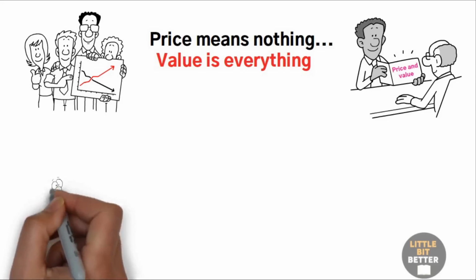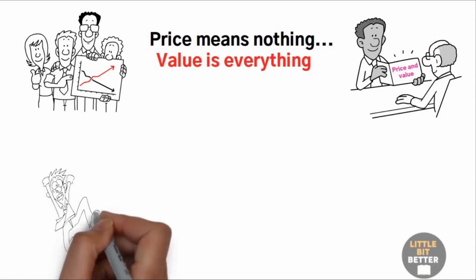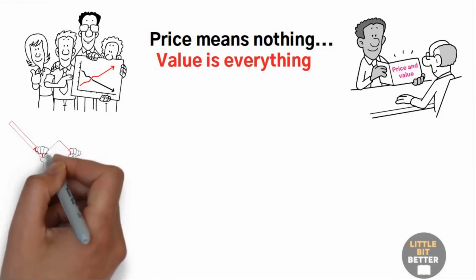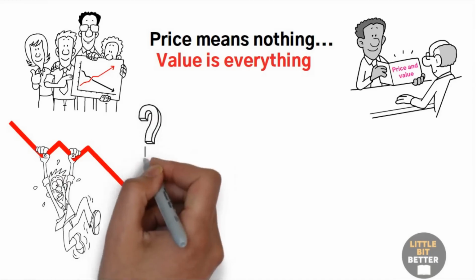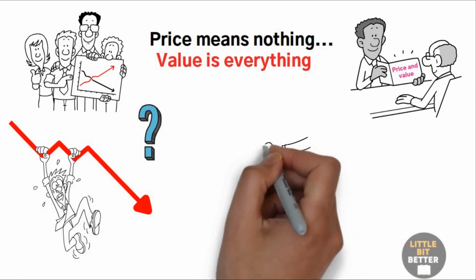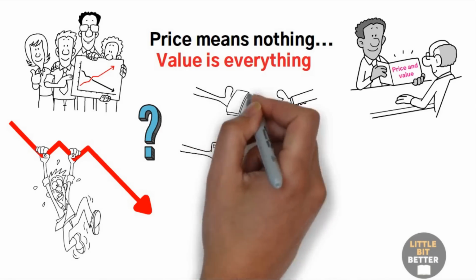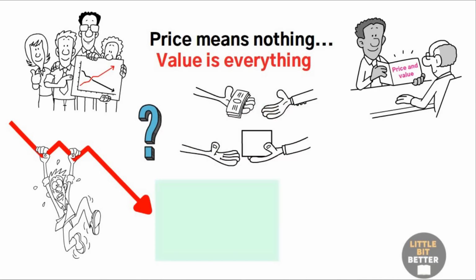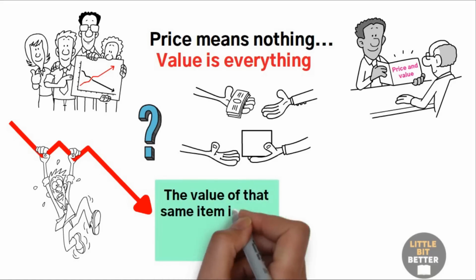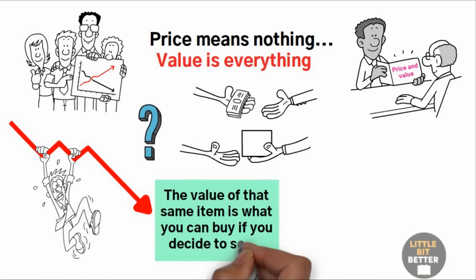Even though the price of something may be rising, its value could be dropping at the same time. What? Excuse me? A price is just a measurement we use to agree on how many units of currency a product or service will trade for. But the value of that same item is what you can buy if you decide to sell it.